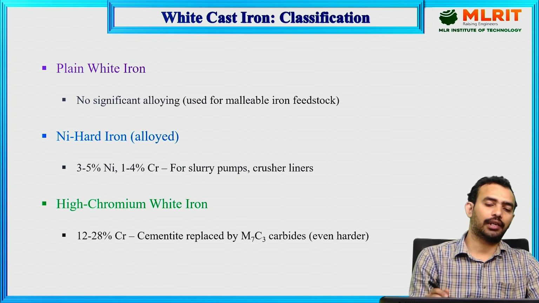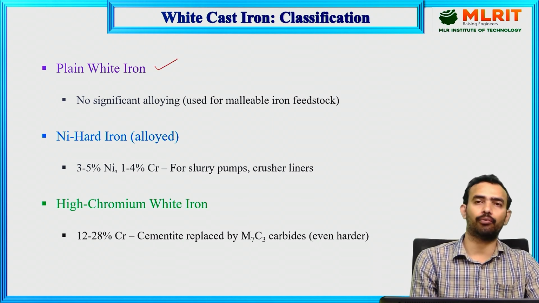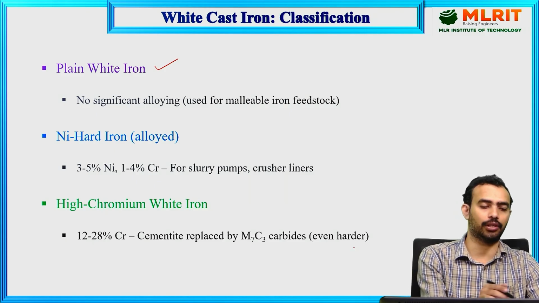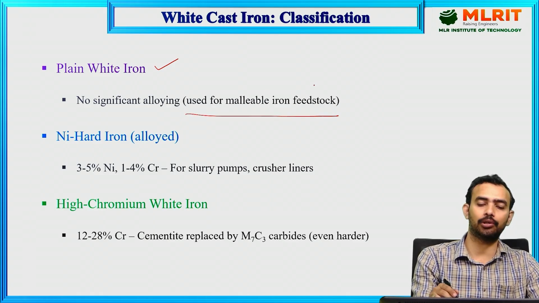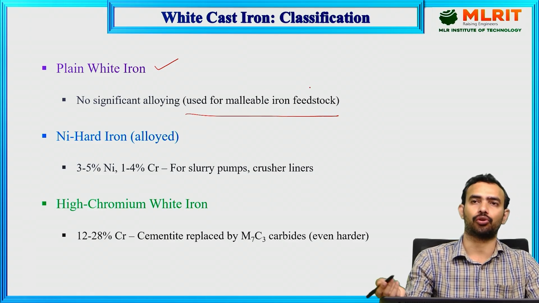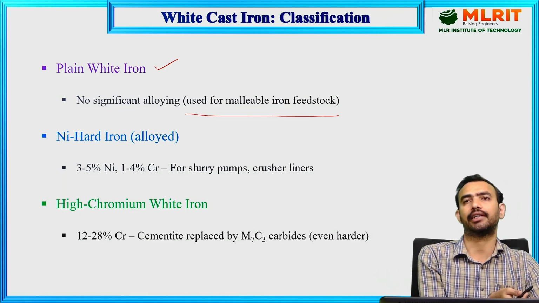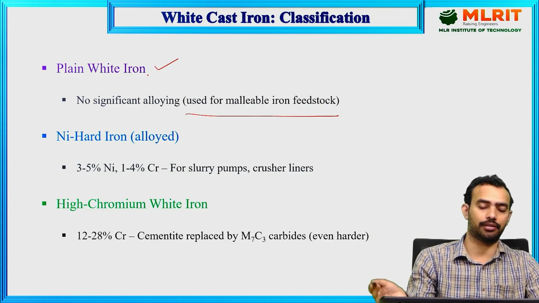So if you look at the classification of white cast iron, it can be present as plain white iron, where there is no significant amount of alloys like nickel, and chromium has not been added here. That is called plain white iron, which is used as malleable cast iron feedstock. So for malleable cast iron, the starting material could be your plain white cast iron. Primarily it finds its applications there.